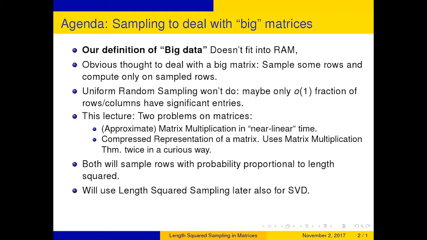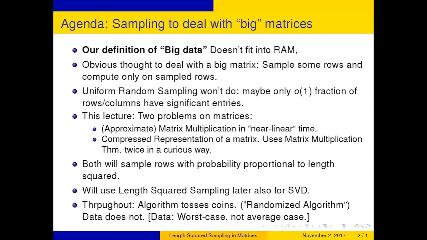Length squared sampling has been used for a whole number of things. We'll perhaps see some, but not too many. For instance, there's a way to deal with tensors using that. We'll see perhaps later. Now, throughout this talk, there are two sources of randomness in algorithms. You can think of them as either the algorithm tossing coins or the data tossing coins. So what do I mean by that? The algorithm tossing coins just means there's a random number generator available to you. So you can generate random bits and base your decisions on that.